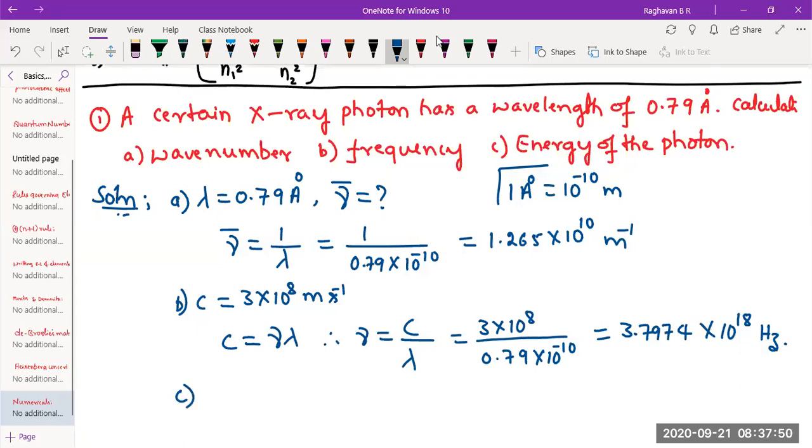Energy of the photon. Now, energy of the photon, or quantum, is given by what? E is equal to h nu. Nu we calculated, h we know. What is h? Planck's constant, 6.625 into 10 to the power of minus 34 joule seconds, that is in SI units.